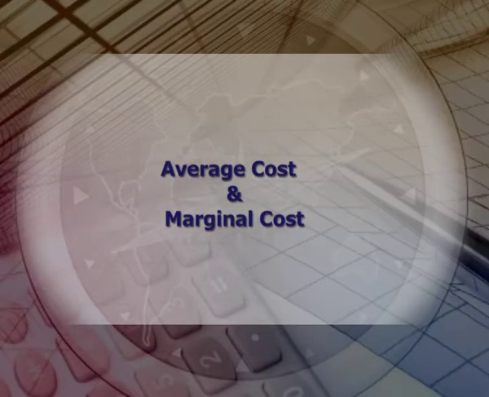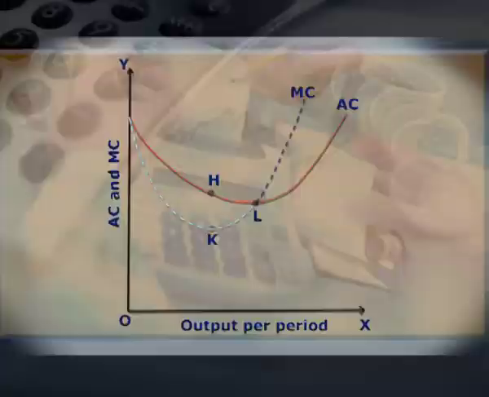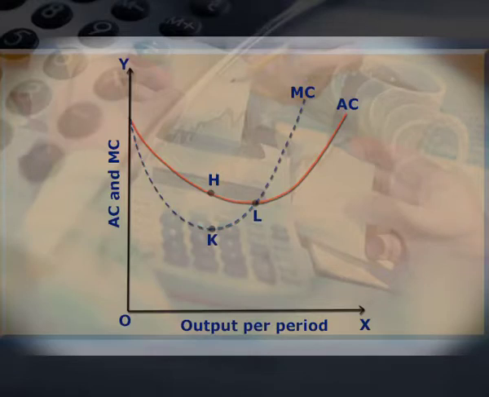Average cost and marginal cost. Moving further, let's discuss the relationship between average cost and marginal cost in 3 basic points. If marginal cost is less than average variable cost, AVC declines. If marginal cost is equal to average variable cost, then AVC is at its minimum. If marginal cost is greater than AVC, the AVC is rising. Exactly the same relationship holds between MC and ATC.